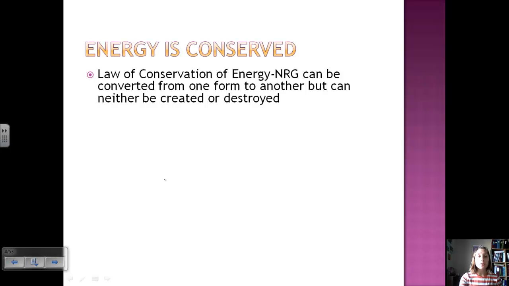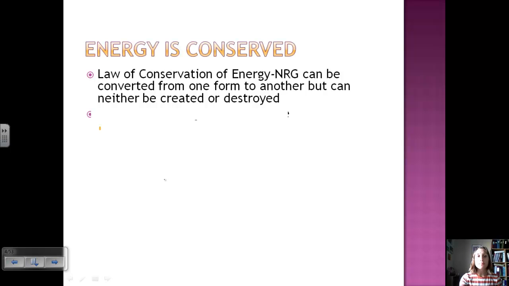Okay, well, just like mass is conserved, energy is also conserved. So the law of conservation of energy says that energy can be converted to one form or another, but it can't be created or destroyed. So when you eat breakfast in the morning, you're taking in chemical energy. It's being converted to thermal energy to heat your body, kinetic energy so you can write or go to gym class, things like that. So the total amount of energy is always going to be the same.